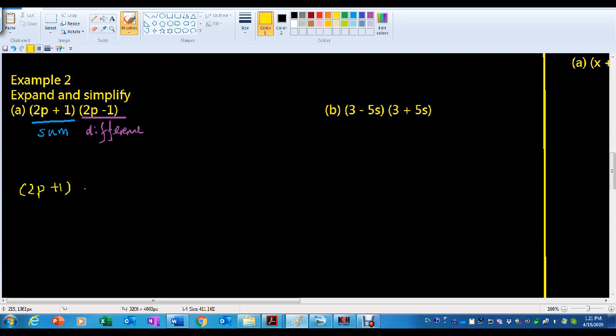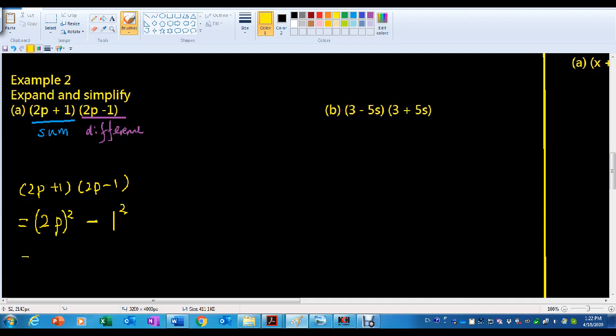2p plus 1 times 2p minus 1 equals 2p squared, the square of the first term. But wait a minute, if you just write 2p squared, is anything wrong? Of course, if you just write 2p squared, that square has nothing to do with that 2. But we know that 2p is a single term. So, like in many cases we have done before, you need to add a pair of brackets here, and so the first term is the whole 2p, that means bracket 2p squared, take away the square of the second term.